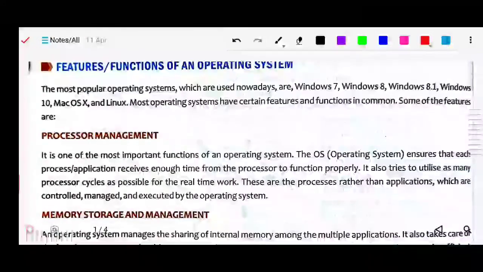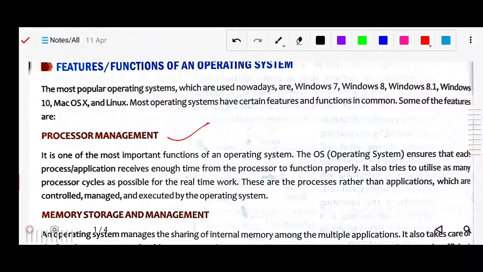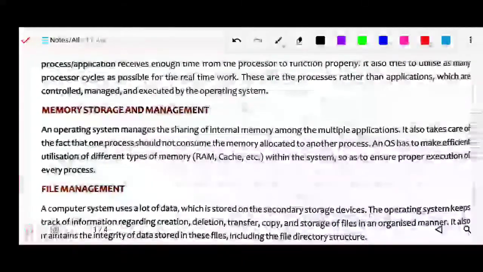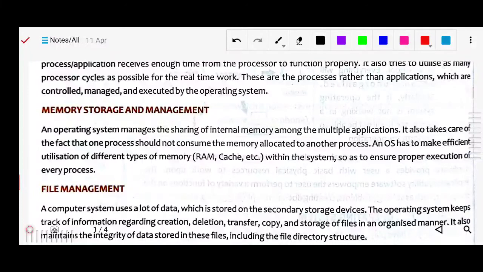Processor management manages the processes, meaning how many programs are being executed. Next we have memory storage management, which decides where to store and what to store. The operating system manages the internal memory among the multiple applications. Then file management: a lot of data is there in a computer system, and secondary storage is there to manage the files, where to save, copy and so on. This file management is done by the operating system.